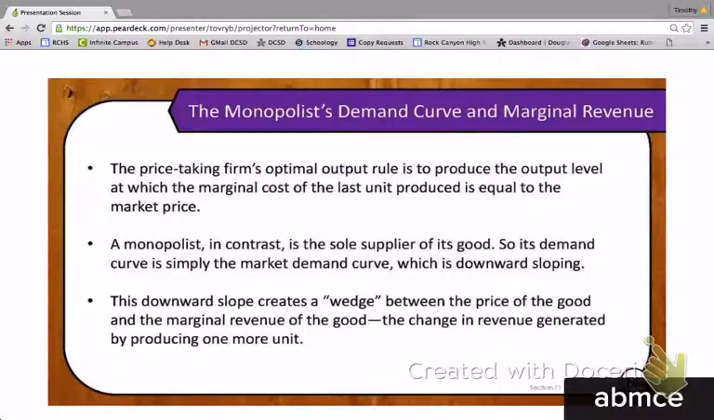Because the monopolist is the only producer in the market, the demand for the good is the demand for the monopolist's good. And because demand is downward sloping, the demand for the monopolist's product is downward sloping. As we will see, this downward sloping demand curve creates a different marginal revenue curve, one that lies below the demand curve and thus creates what we call a gap or a wedge between price and marginal revenue. And they will not be equal to each other as they were under perfect competition.